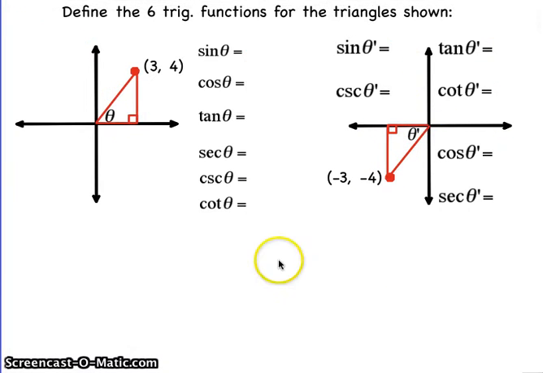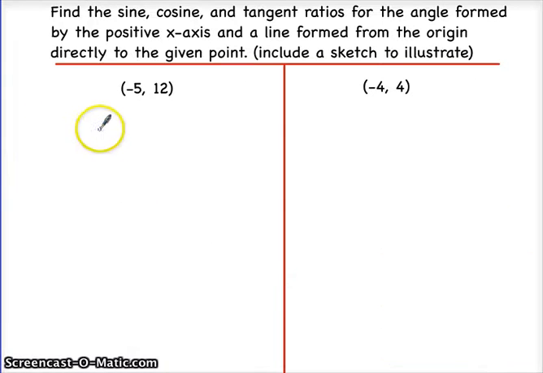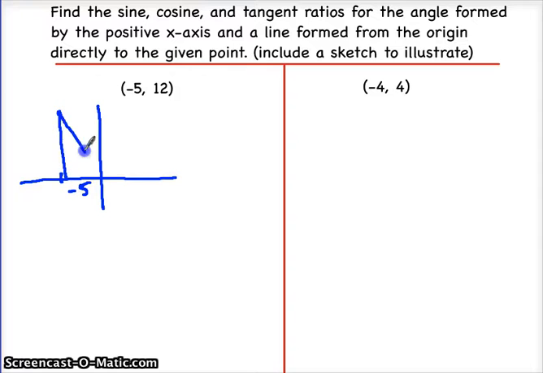Well, we can use that for various points and angles. So we've got negative 5, 12. So again, first thing we would do is draw ourselves a picture. We've got -5 units, so there's the side of my triangle. I'm going to go up 12 units, and then we're going to connect that, again calling this our theta prime, using our right angle here.